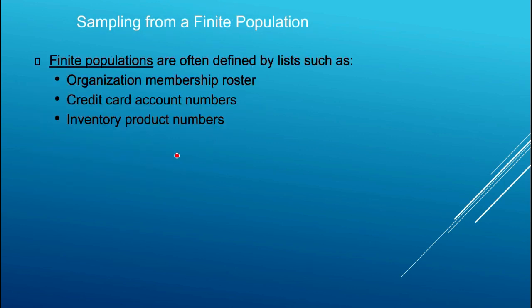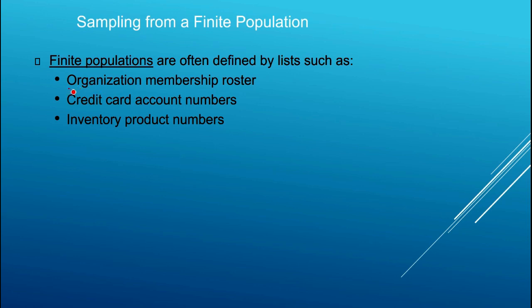So first, sampling from a finite population. Finite populations are defined by lists. So basically a list, or what sometimes is called a frame, can just be hypothetical. You don't have to literally make the list, but if you can conceptually build a list and then sample from it, then you're sampling from a finite population.